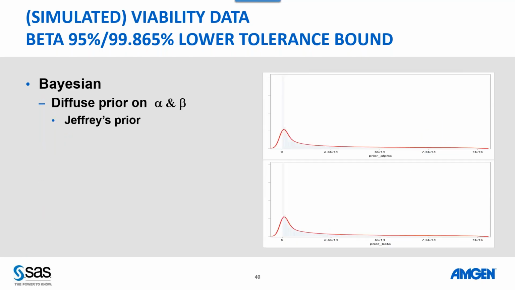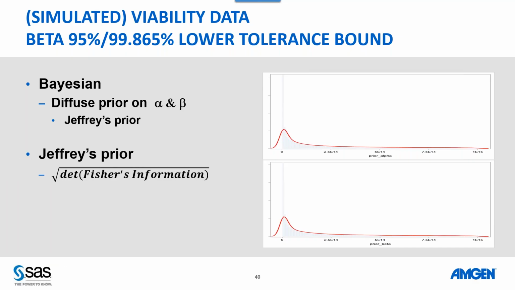These are the diffuse priors on alpha and beta. We're using the Jeffreys prior, and this one, again, comes from the catalog. This is interesting because the Jeffreys prior, as you know, is the square root of the determinant of the Fisher information. And that Fisher information is quite a quantity. I don't think Sir Ronald Fisher imagined the many ways that quantity is being used, not only in statistics, but in other areas.